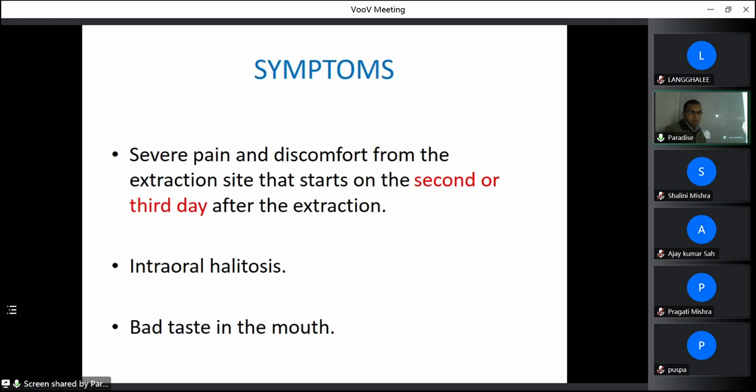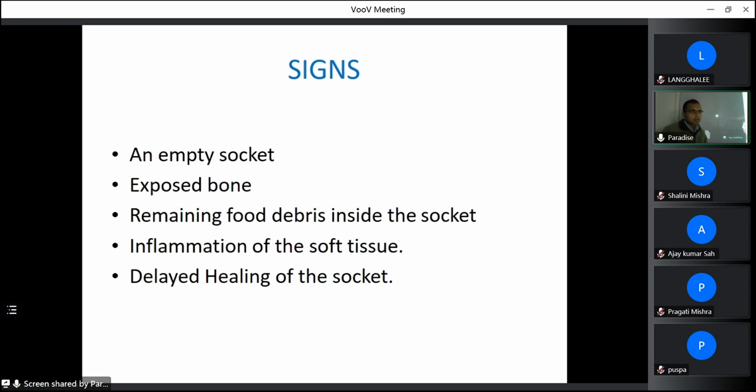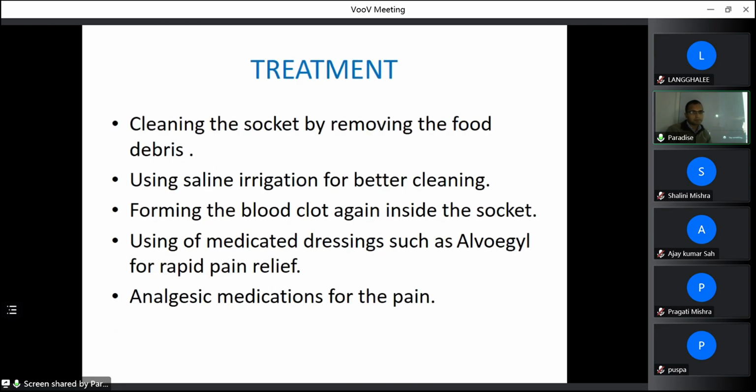Symptoms are severe pain and discomfort from the extraction site that starts on the second or third day after extraction. Intraoral halitosis will be there, and a bad taste in the mouth. Signs, when you examine the patient: an empty socket, the clot is not there, exposed bone will be present, food debris remaining inside the socket, inflammation of the soft tissue, and delayed healing of the socket.